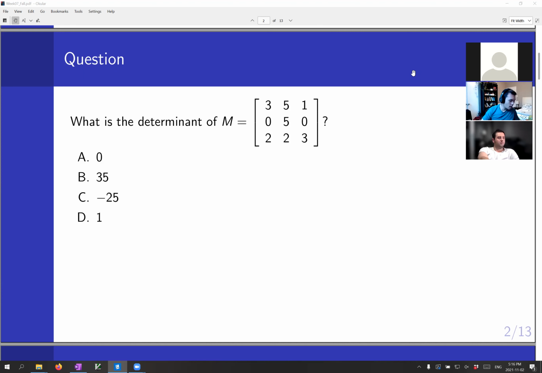Okay, so this is a pretty computational question. For assignment 4.